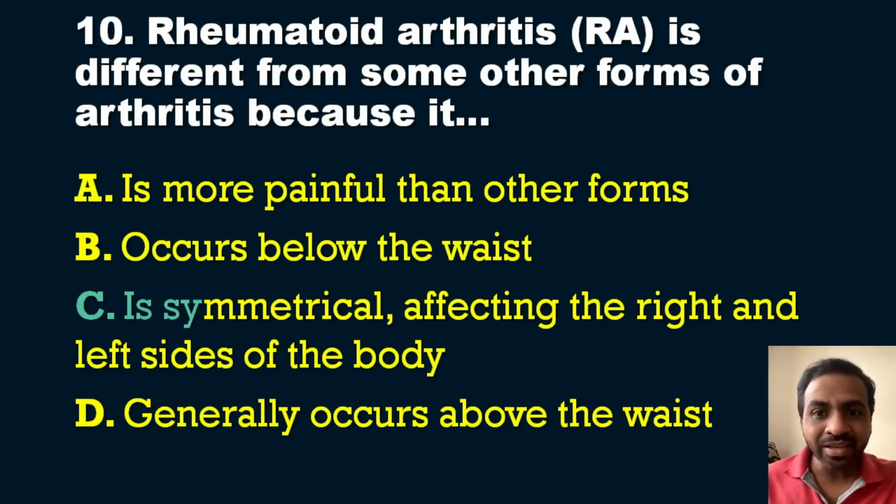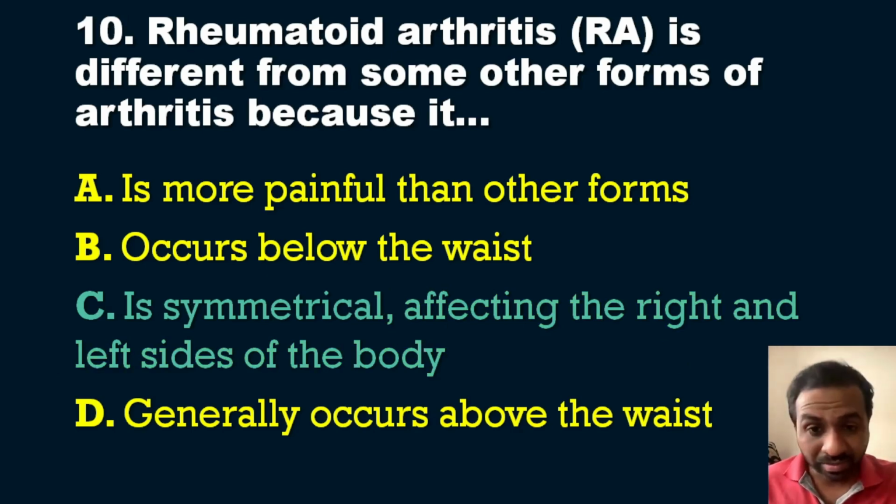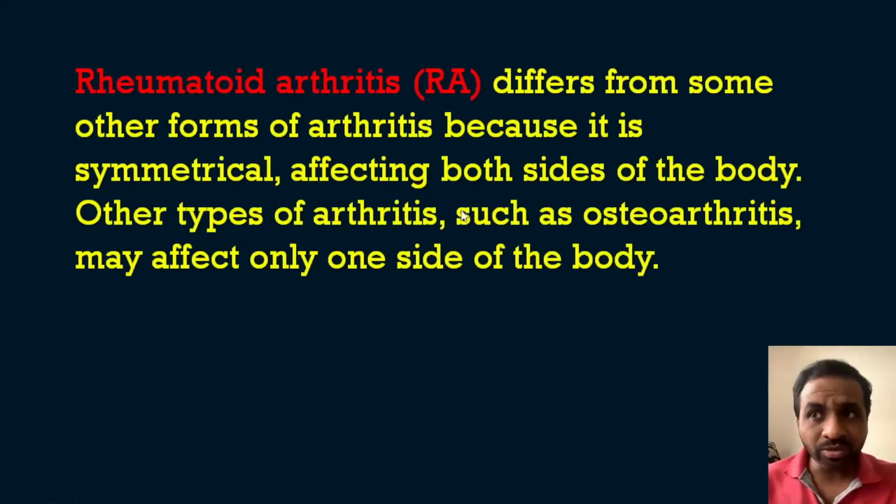So the answer is option C, that is, rheumatoid arthritis is symmetrical, affecting the right and left sides of the body. Okay, it can affect any part of the body, and it is symmetrical. So we know that rheumatoid arthritis differs from other forms of arthritis because it is symmetrical, affecting both sides of the body. Other types of arthritis, such as osteoarthritis, may affect only one side of the body. So that is a difference.